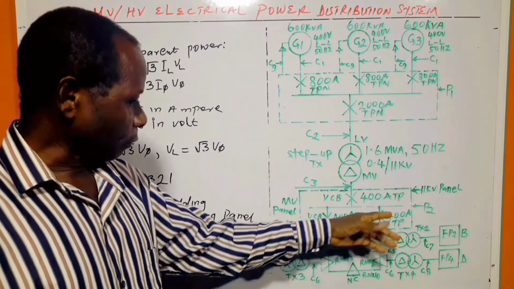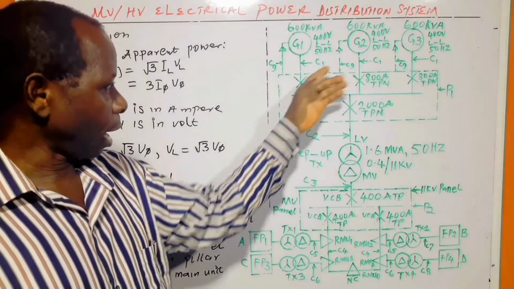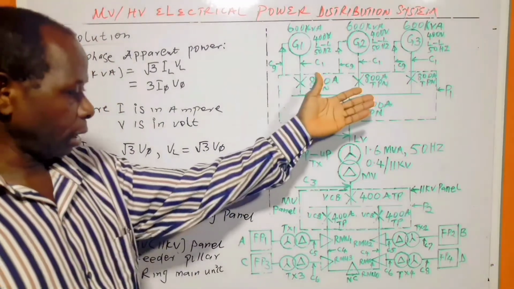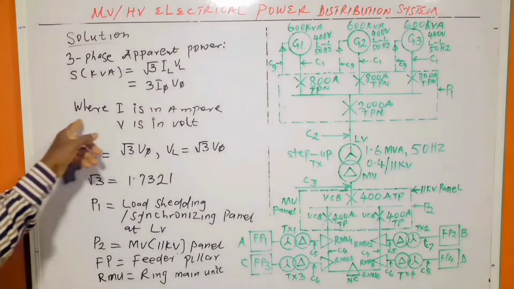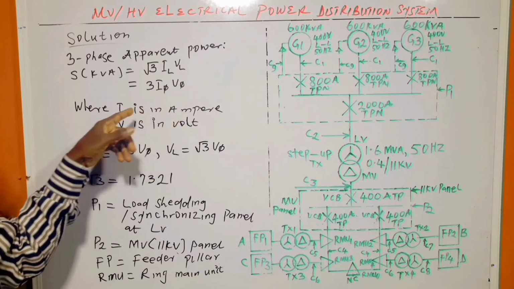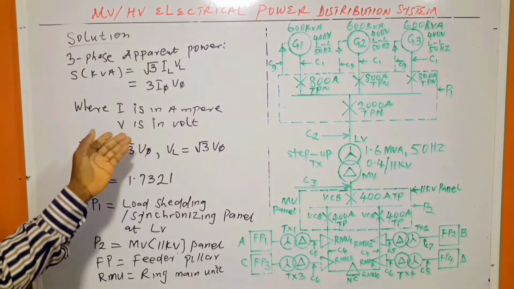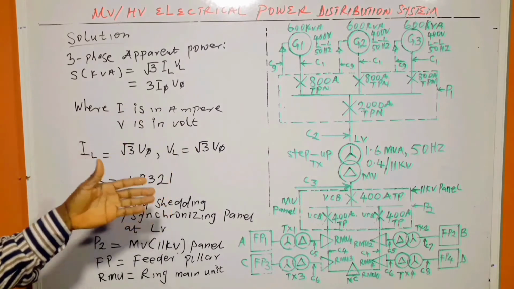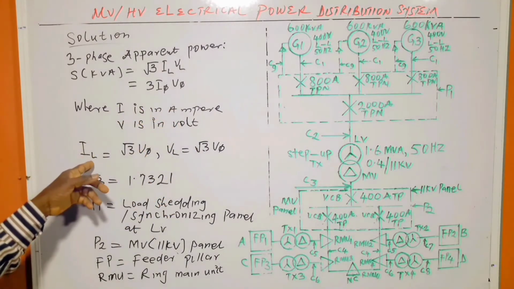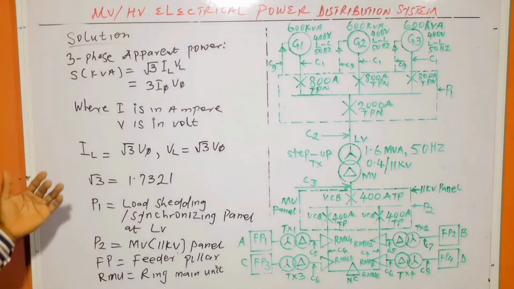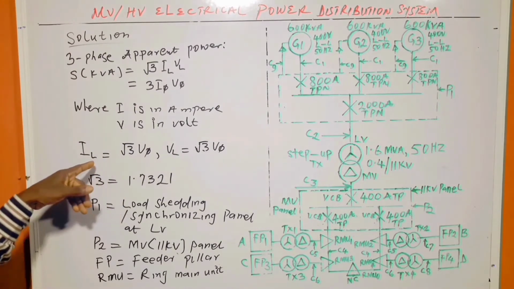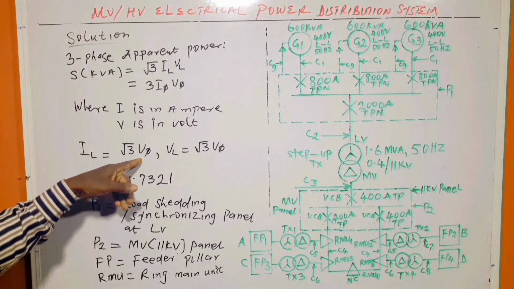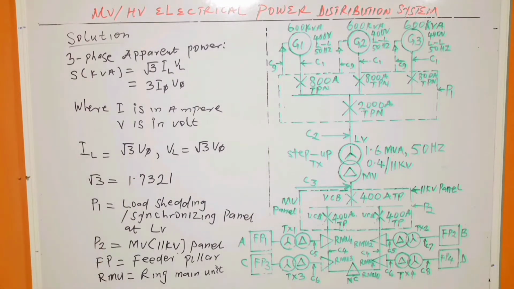So these are vacuum circuit breakers. These are MCCB, molded case circuit breakers. Alright, then from here I'm defining what each of these stands for. I is in ampere, V is in volts, not in kilovolts. And also, if we know the phase current, we can calculate the line current using this formula. I_line is equal to √3 times I_phase.